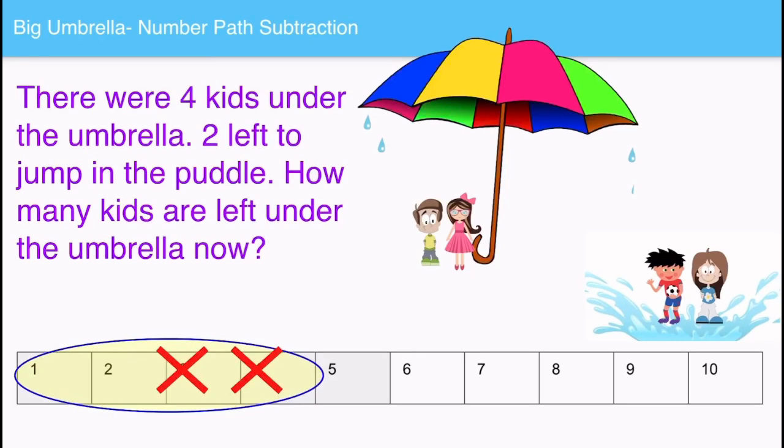Let's count together. 1, 2. Good job. So I have 2 numbers on my number path left, and you have 2 counters left, boys and girls. Now let's try one more.